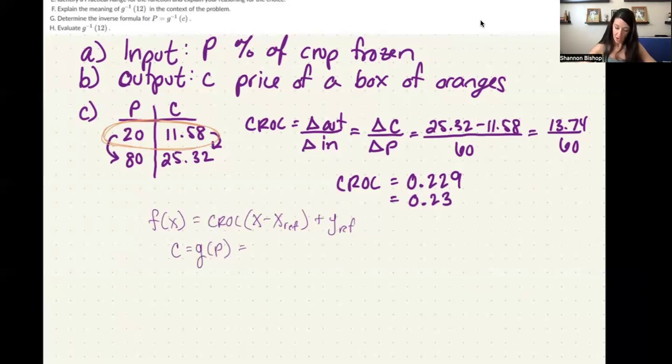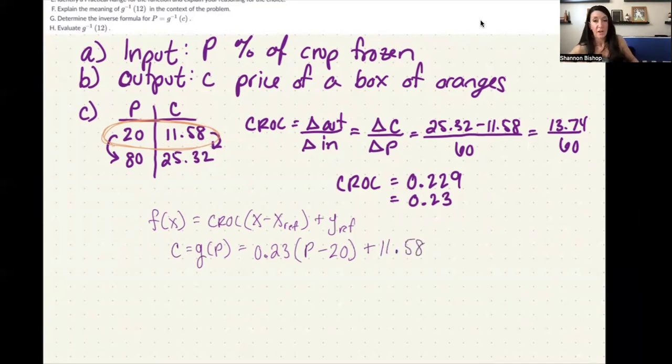So G of P. My constant rate of change is 0.23. Again, the input variable is P minus, okay, my X reference point, my input reference point. So that would be this guy right there. So I'm going to have 20, plus my Y reference value, my output reference value. So that would be this guy right here. So plus 11.58.